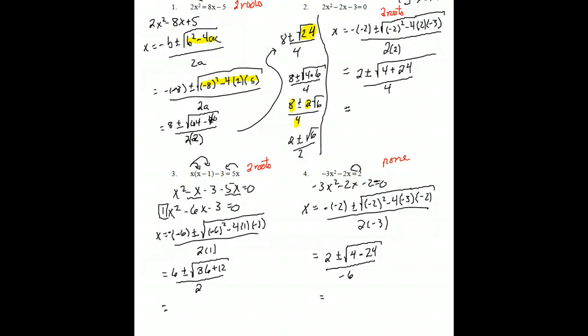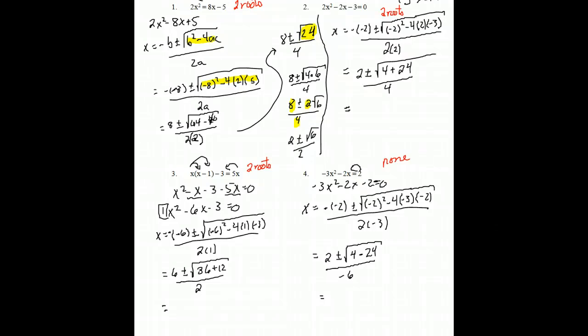Now, simplifying each of these, negative and negative is a positive 2. 2 squared is 4. Negative times a negative, positive 4 times 2 is 8. Times 3 is 24. All divided by 4. Here, negative and negative becomes positive. Negative 6 squared. Negative times a negative is a positive. And 4 times 1 times 3 is 12. And everything's then divided by 2.